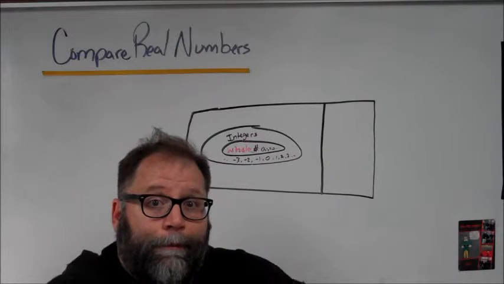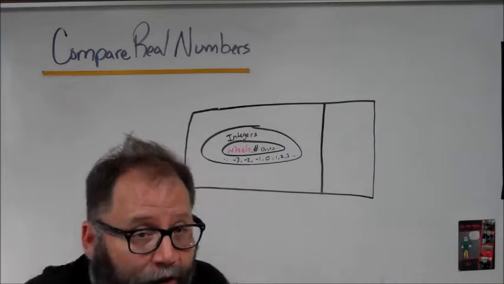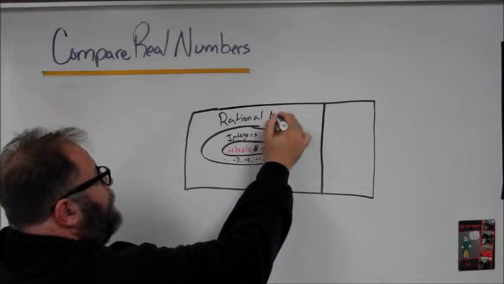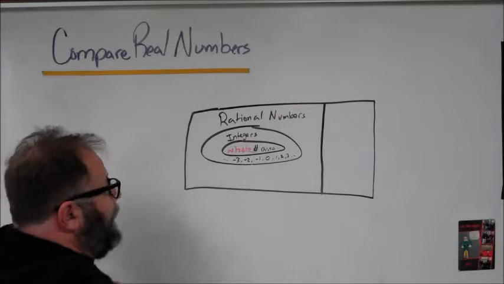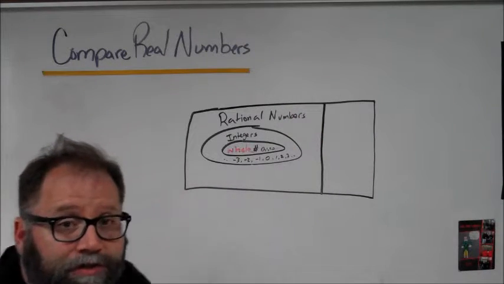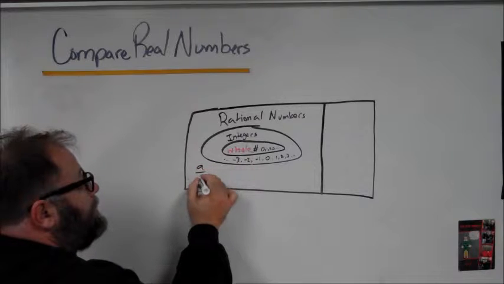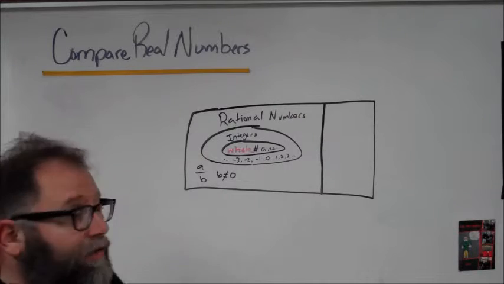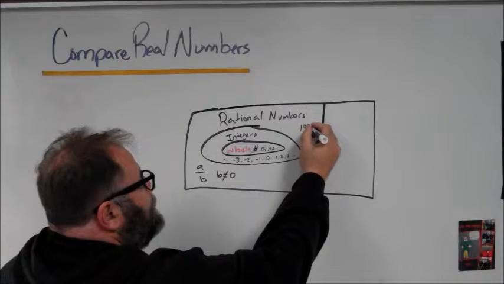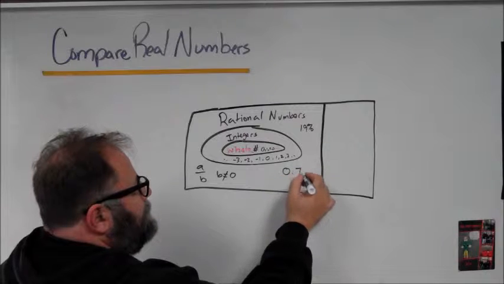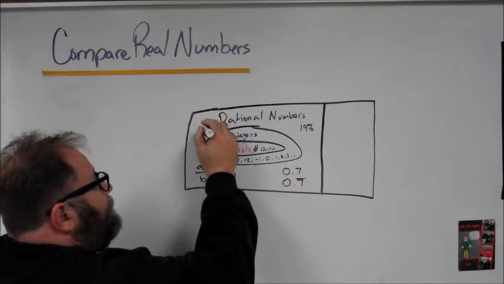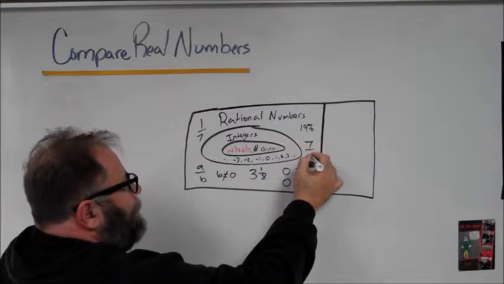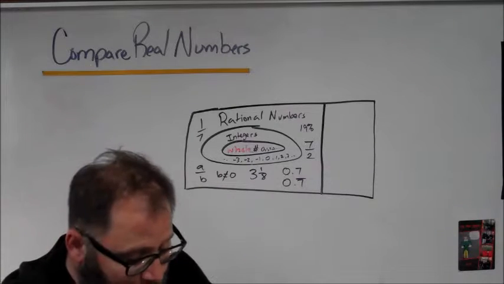We take one step further back, and now we have a bigger pool, and that's rational numbers. All right, and remember, rational numbers are a comparison of two integers, a over b, where b does not equal 0. So anything we can write as a fraction. That is like percents, decimals, repeating decimals, fractions, mixed numbers, improper fractions. All those are rational numbers.